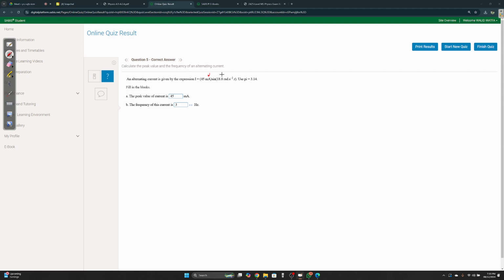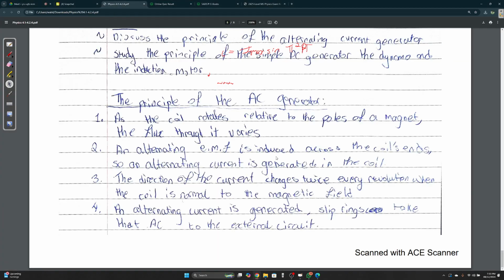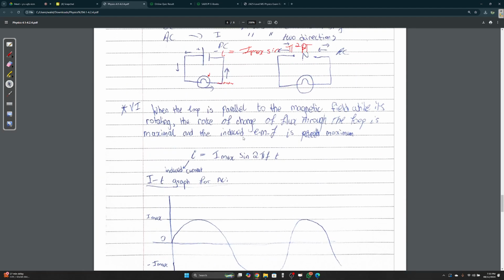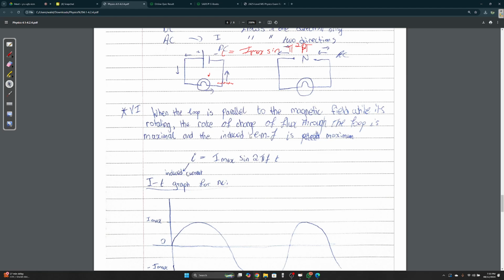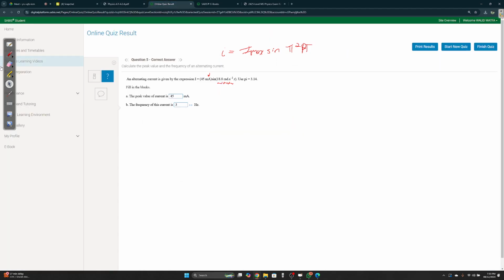Question 5. An alternating current is given by the expression I is equal to 45 milliampere, so this is I max, times sine 18.8 rad per second times time. Here you need to use the formula I is equal to I max sine 2 pi ft. There's no square, sorry, I mixed up. 2 pi ft. Okay, very easy.